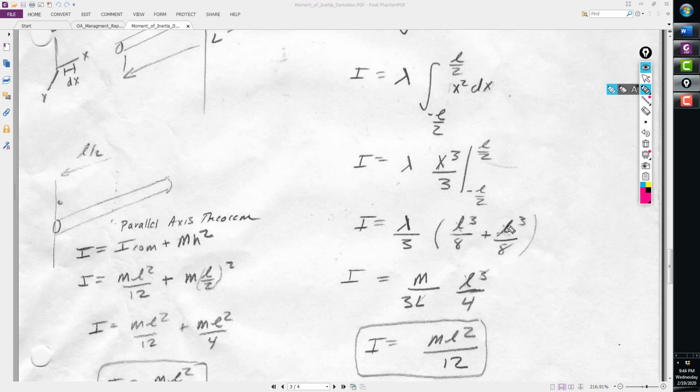Now I'm going to evaluate that. When I evaluate that, I'm going to get l cubed over 8, and it's minus a negative, right? So it's going to become positive l cubed over 8. That's just going to double up because you add it together. So it's going to be 2l cubed over 8, and you get l cubed over 4.